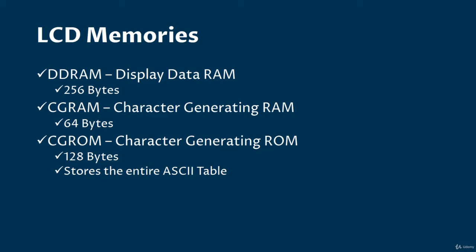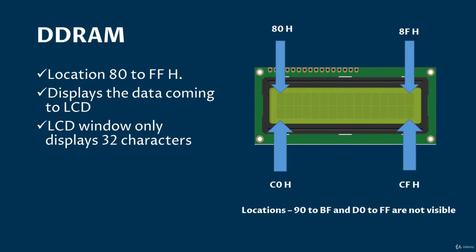DDRAM is display data RAM. The size of it is 256 bytes. CGRAM is character generating RAM. Size of it is 64 bytes. Then there is this CGROM, which stores the entire ASCII table. The storage size of this memory is 128 bytes. DDRAM's location starts from 80 and goes up to FF. Normally, whatever we want to print on the LCD gets stored in DDRAM.